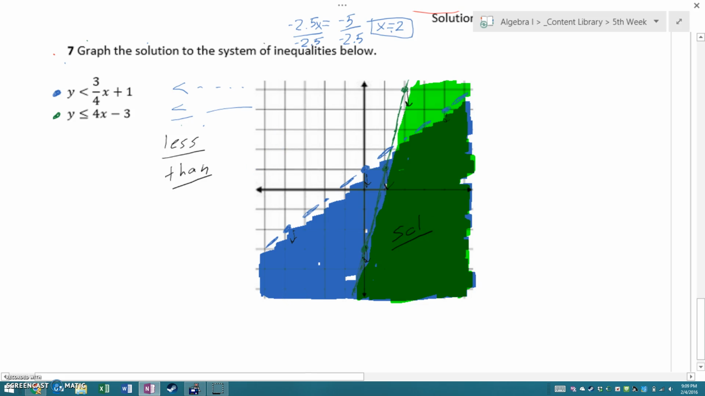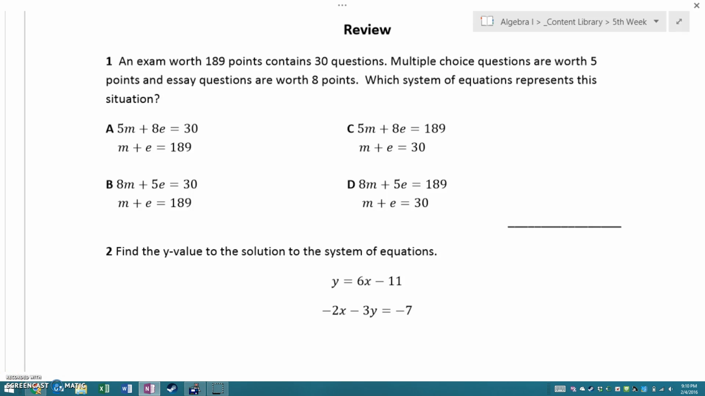All right, I'm going to move on to the second set of review questions. Here are the bonus questions, or the extra review questions. This first one, how do you figure out which of these sets of equations is going to work for this problem? An exam has that many points, that many questions. So you know it has to add up to 30 or 189. They all seem to do that.